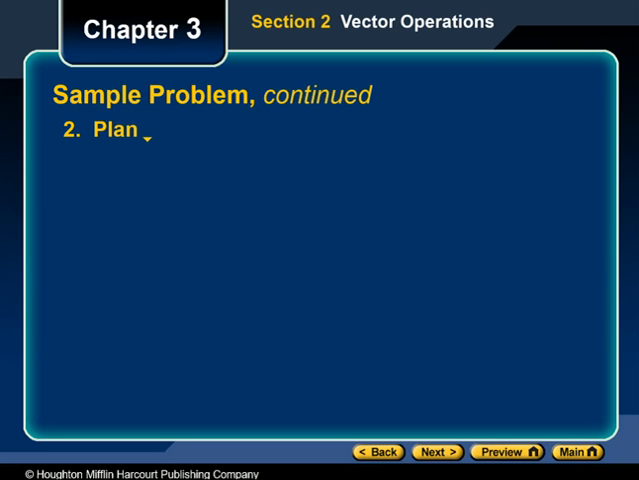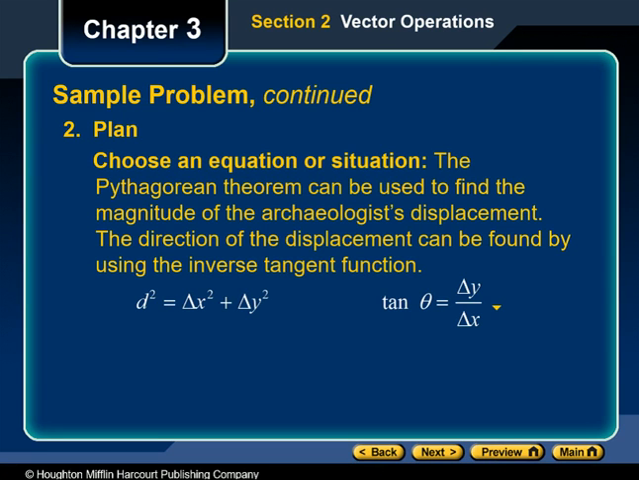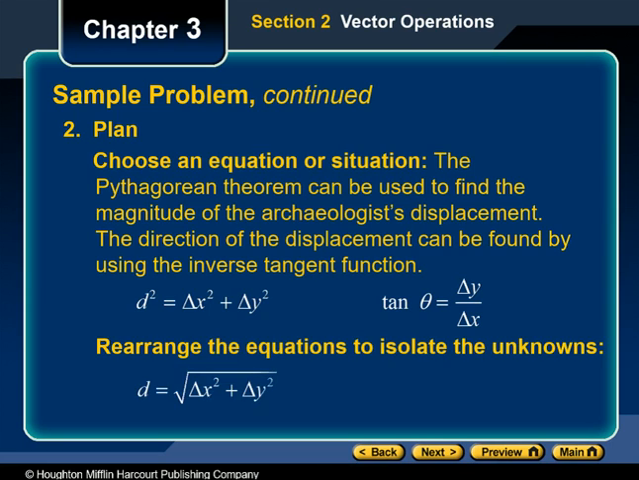Next, let's plan out what we're going to do. First off, we need to choose an equation or to understand what situation we're in. Here, the Pythagorean theorem can be used to find the magnitude of the archaeologist's displacement. The direction of the displacement can be found by using the inverse tangent function, as you can see here. So we can rearrange these equations to solve for the unknown things that we want. Here is our Pythagorean theorem, good old-fashioned Pythagorean theorem. If we're trying to solve for this resultant d, we can square root both sides, and it ends up looking like this. And you'll actually see this is what I use when working out practice problems in this chapter.